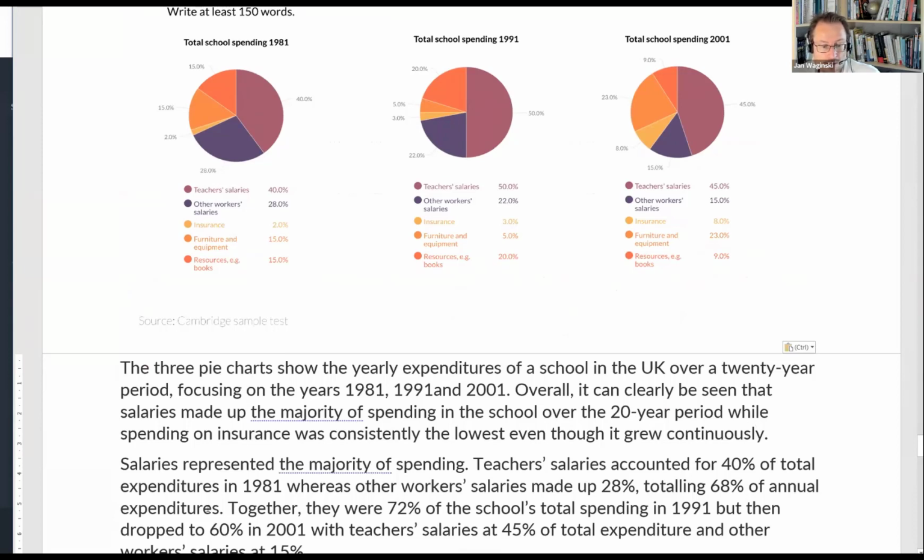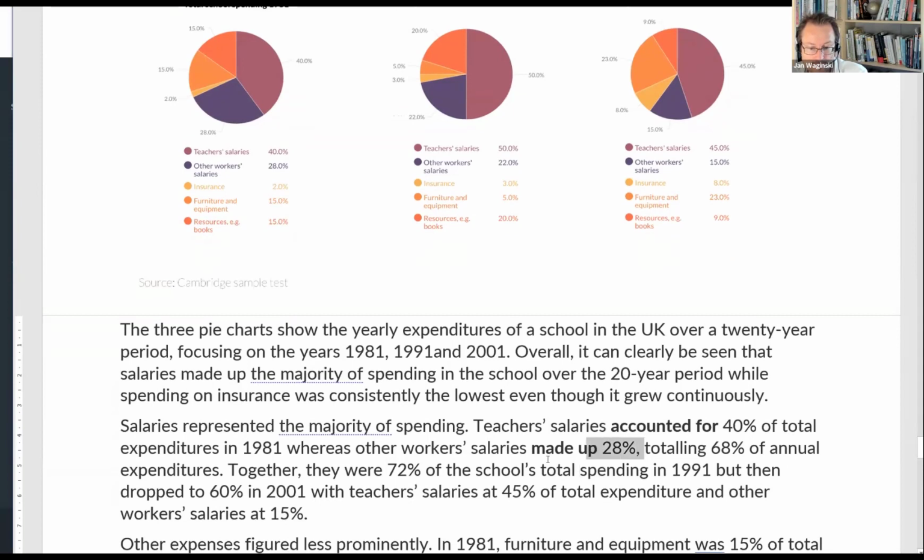Okay. Salaries represented the majority of spending. Teachers' salaries accounted for 40%, here's that language, accounted for 40% of total expenditures in 1981, whereas other workers' salaries made up 28%, totaling 68% of annual expenditures. Okay, so the author's doing some addition here. 40, 28 is 68. Again, they're carrying forward that comparison.